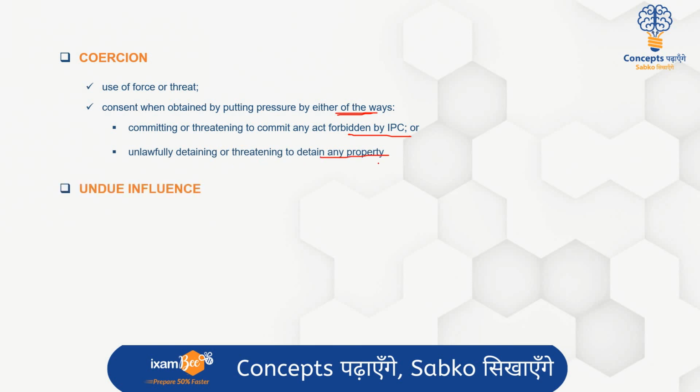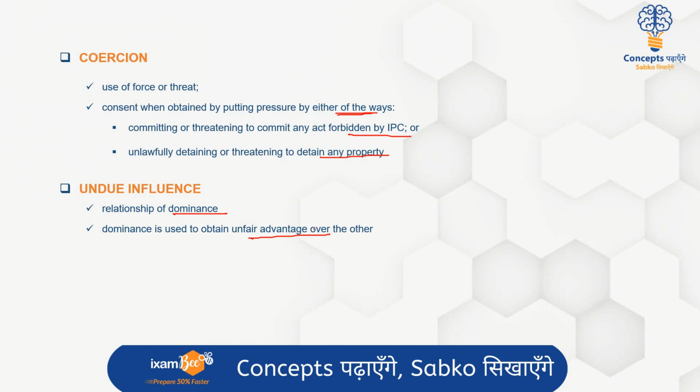Talking about undue influence. Undue influence is basically nothing but the presence of dominance, you can say. When there is a presence of dominance in a situation, we say there is an undue influence, where dominance is basically used for what? For obtaining unfair advantage over the other.